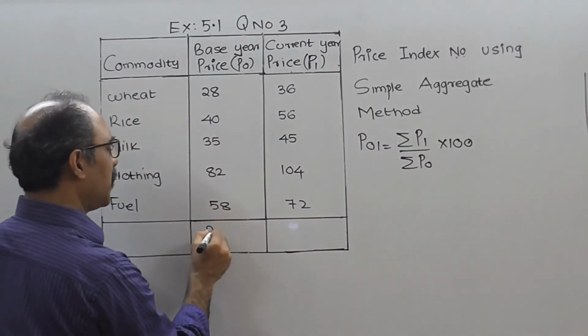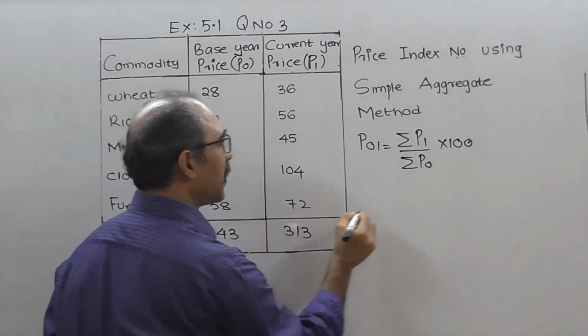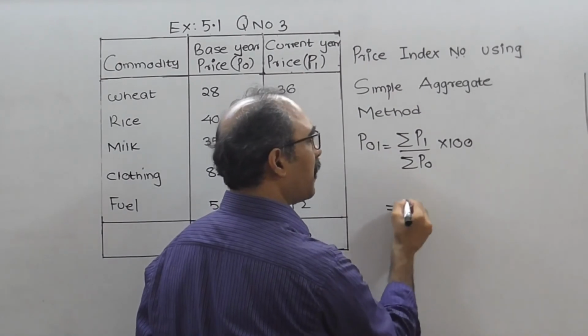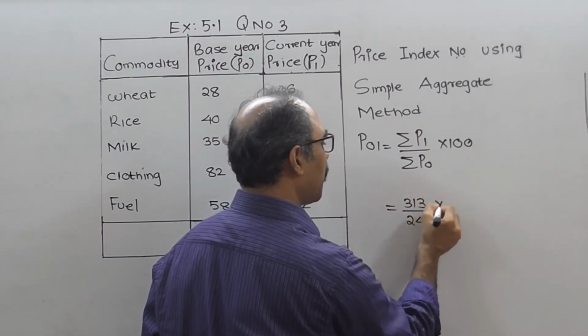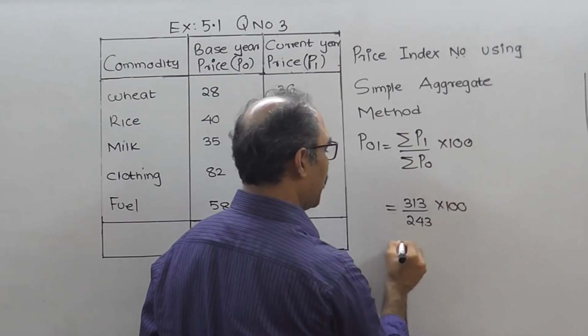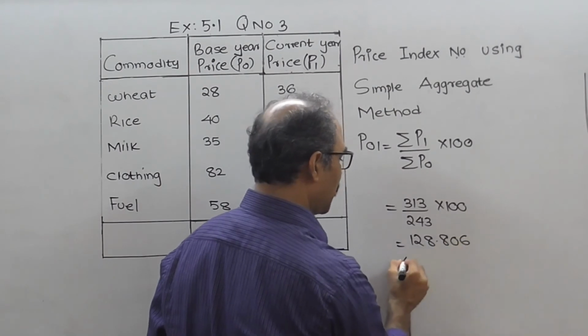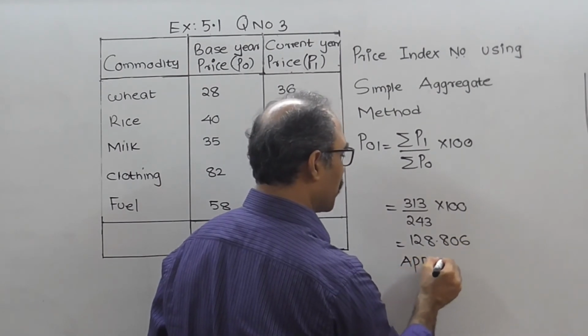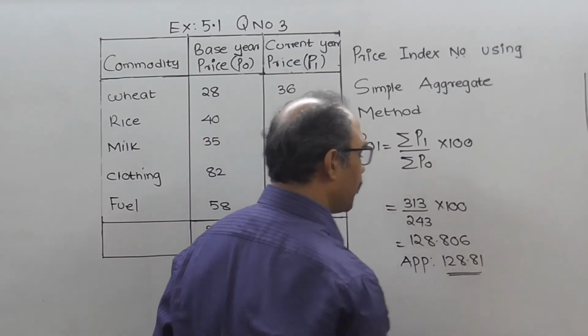The total of P0 is 243. The total of P1 is 313. Just substitute in the formula. That means 313 divided by 243 multiplied by 100, which is 128.806, approximately 128.81. Please copy.